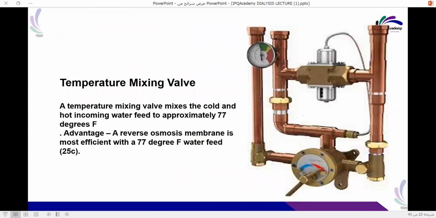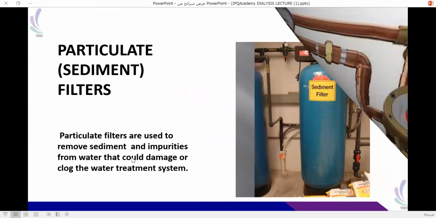It may be present and may not. Also the temperature mixing valve. This temperature mixing valve mixes the cold and the hot water to reach the ideal water temperature, which is 25 Celsius, which increases the effectiveness of the reverse osmosis membrane.